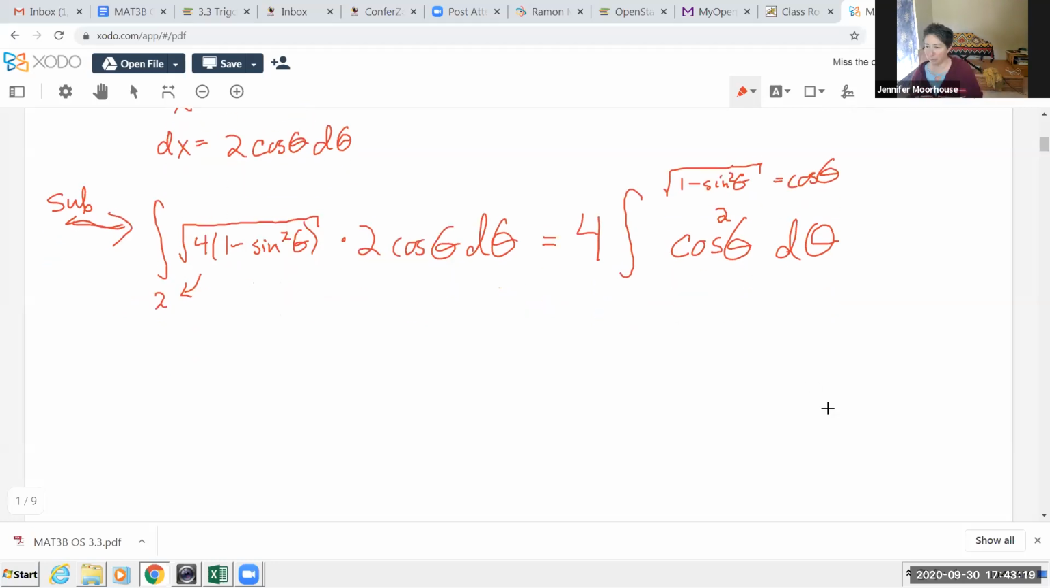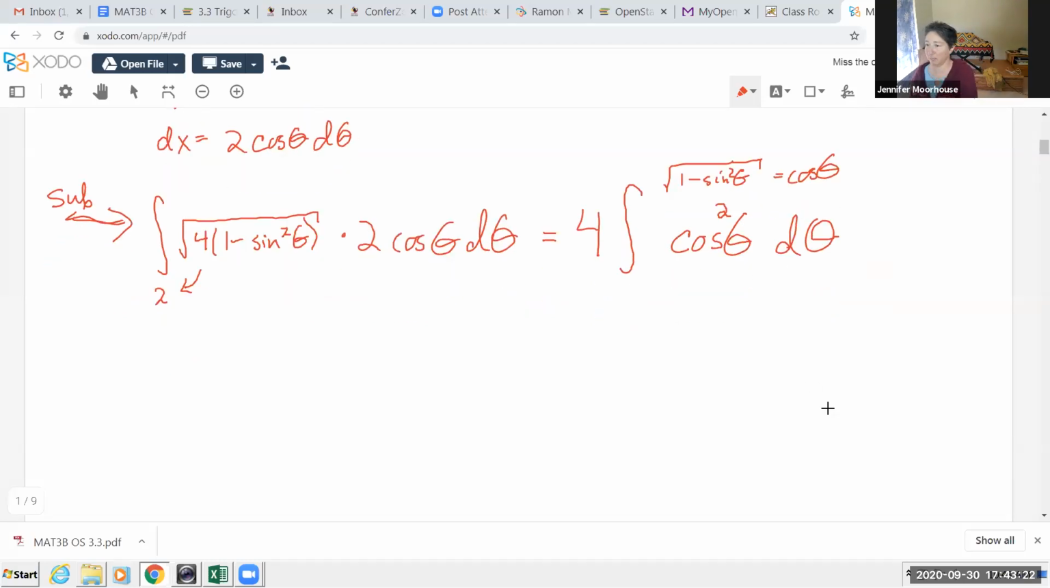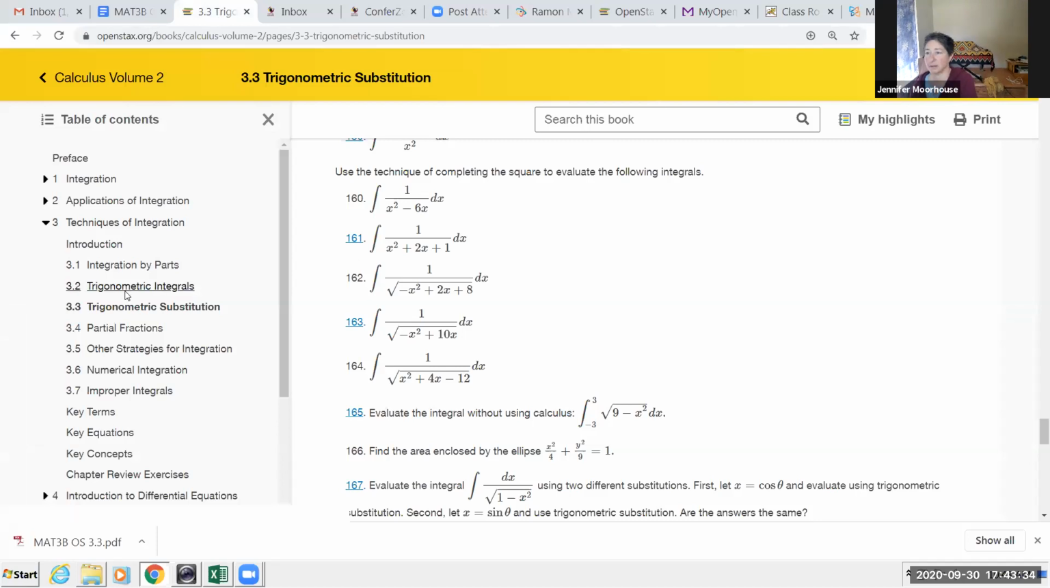I don't remember the half angle identity for the cosine, so I might have to go back and look it up. Let's see, I think I have my OpenStax textbook here. Here it is. Back to 3.2.